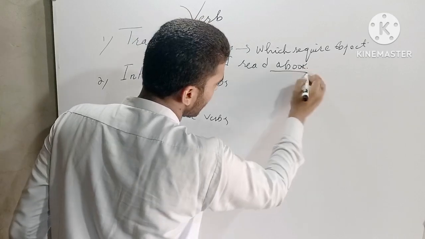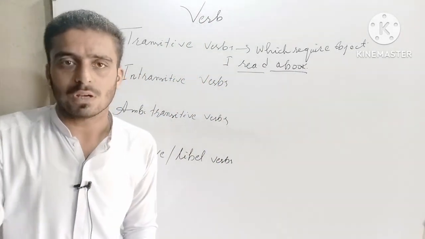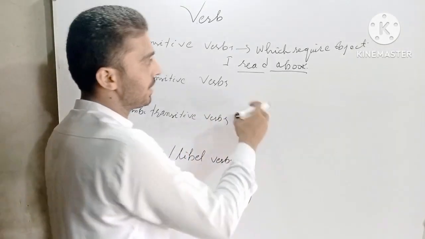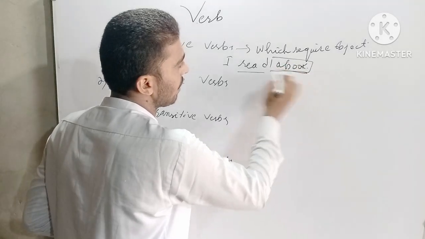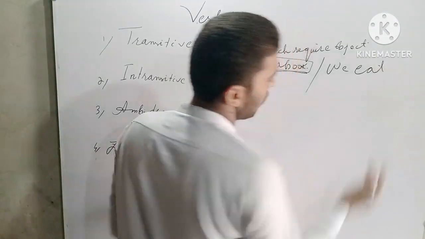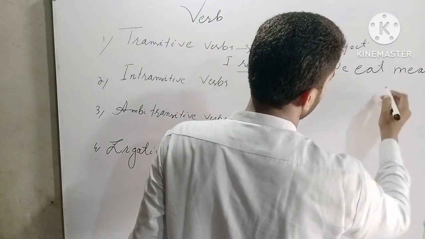If you remove this object from this verb read, it is not going to give the meaning because it requires an object. I read. You should read something. You read something. That's why you have to tell what I'm reading. I read a book. Here, a book is giving the complete meaning. I can tell you another example. We eat. What do we eat? Suppose we eat meals, we eat fruits, whatever you can tell, every object you can use here.